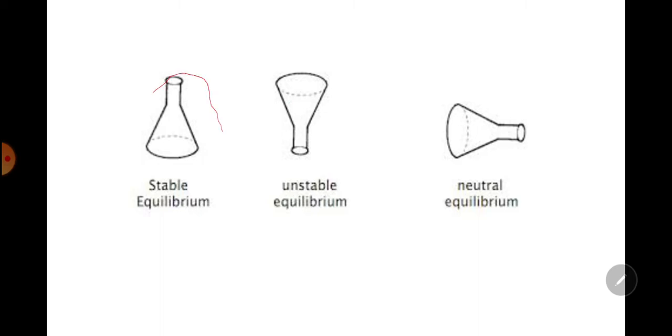This is stable equilibrium, unstable, neutral equilibrium. It is given in the book.